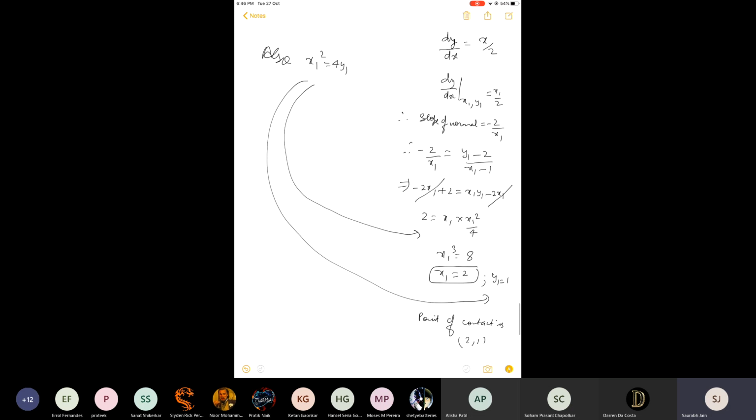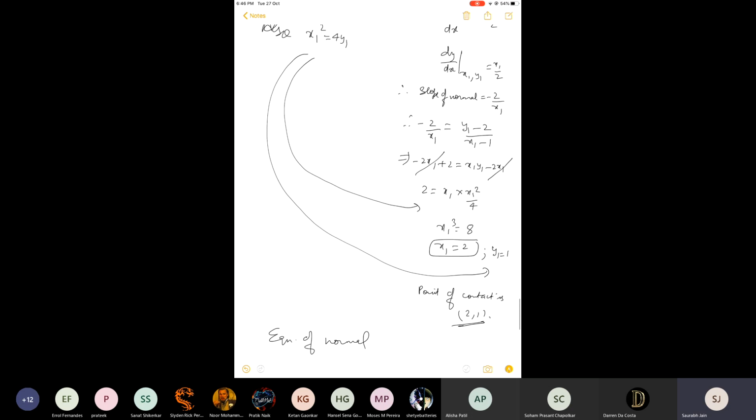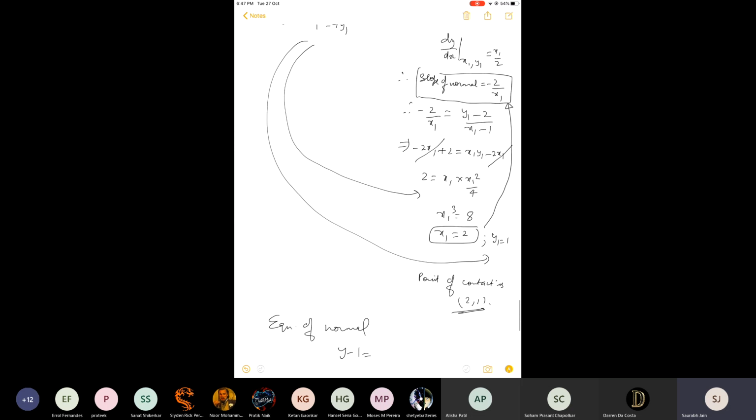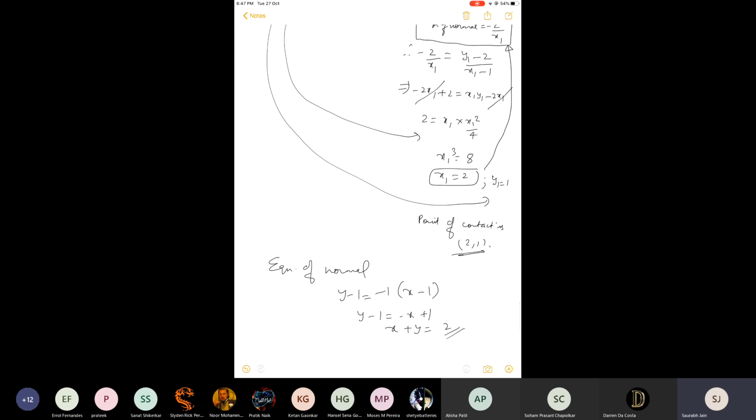Okay. You have got the point of contact. Now you can use that concept. Equation of normal: y minus y1. What about slope of normal? See here, you can put this value of x1 as 2 so that you get slope of normal minus 2 by 2 minus 1 into x minus x1. So y minus 1 minus x plus 1, x plus y equals 2.